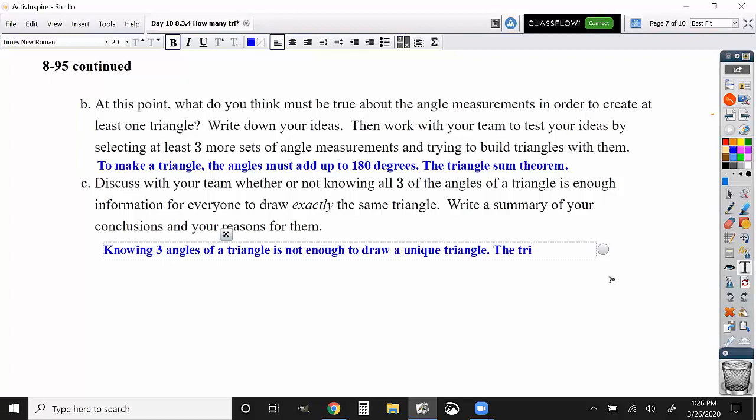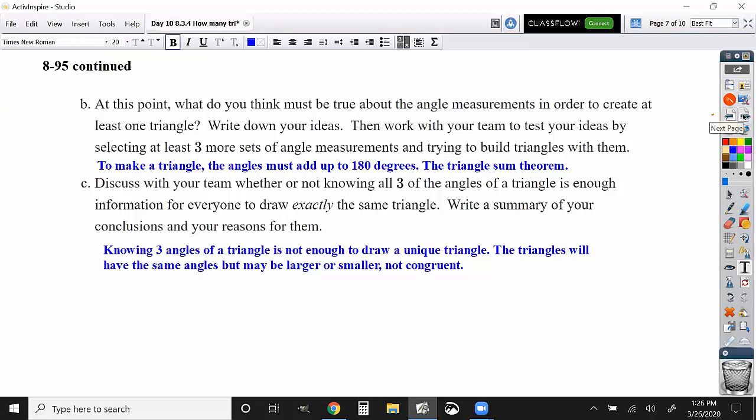The triangles will have the same angles, but may be larger or smaller. Not congruent. So side, side, side works. Angle, angle, angle does not work.